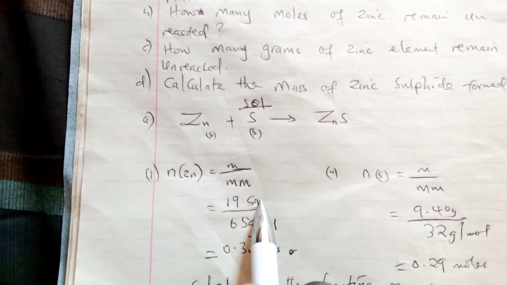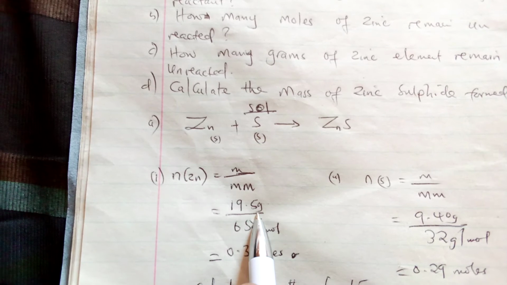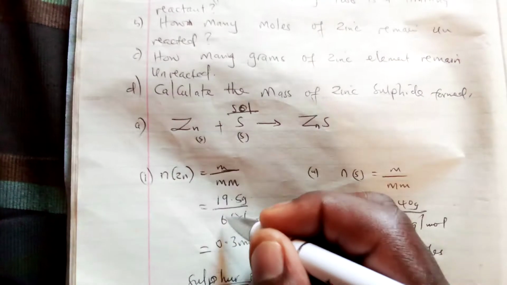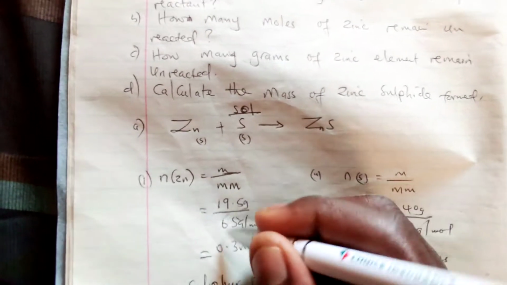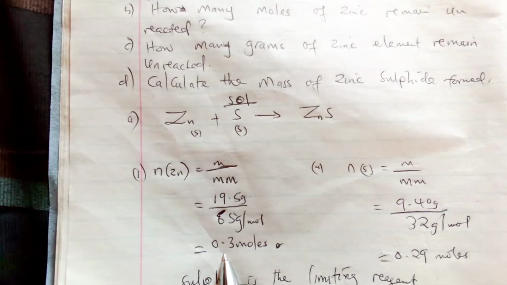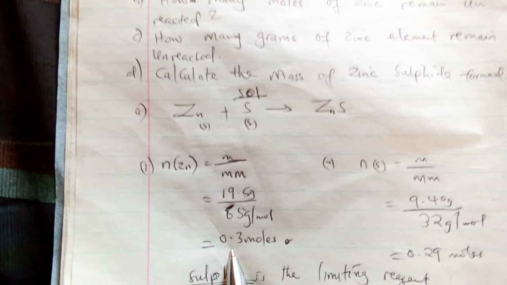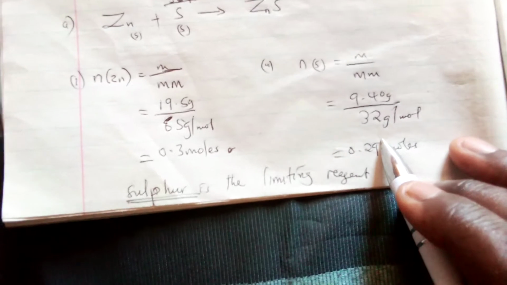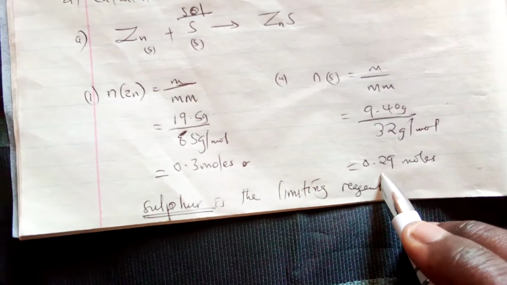You say mass over molar mass. The mass that we've been given for zinc is 19.5, then the molar mass is 65 grams per mole. So the number of moles for zinc is 0.3 moles. We are done with zinc. Then you come to sulfur. The mass that we've been given in the question is 9.4. So 9.4 divided by the molar mass for sulfur, which is 32, gives us 0.29.